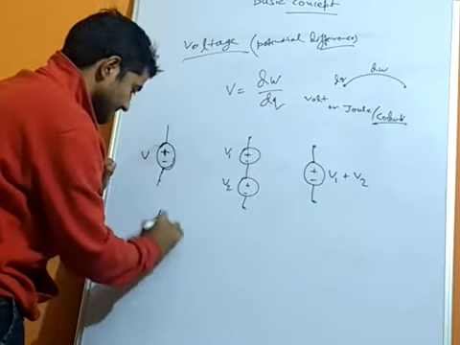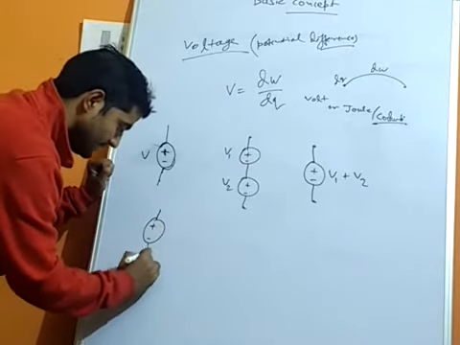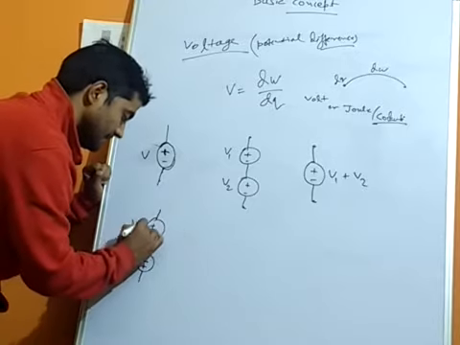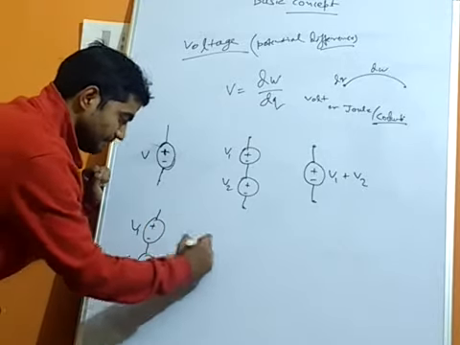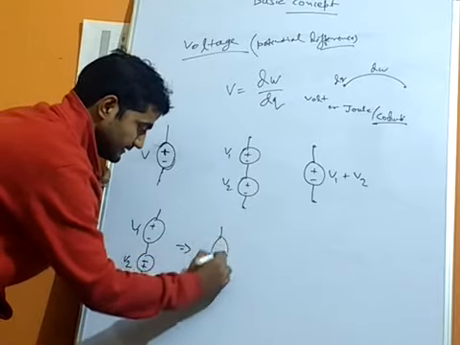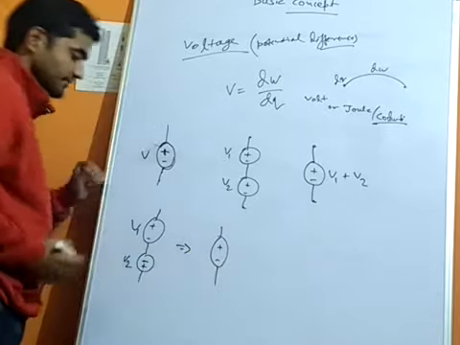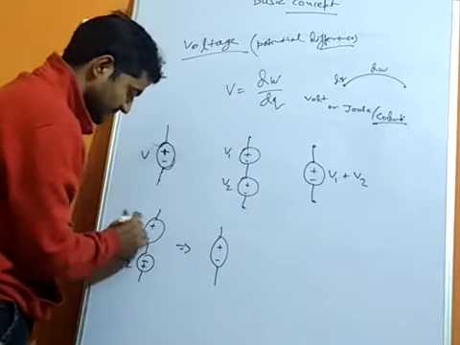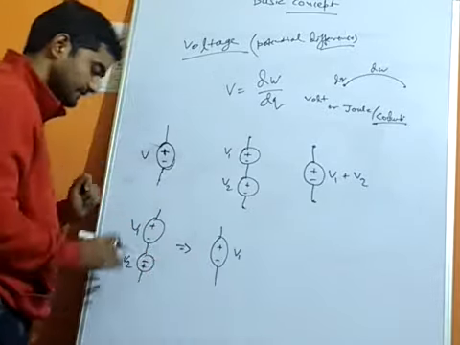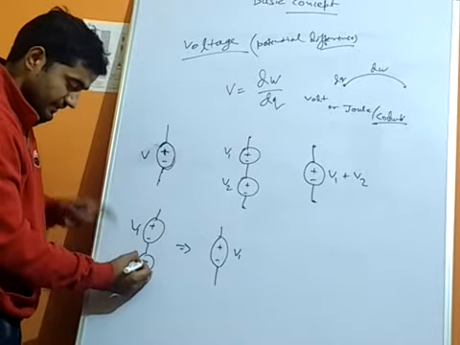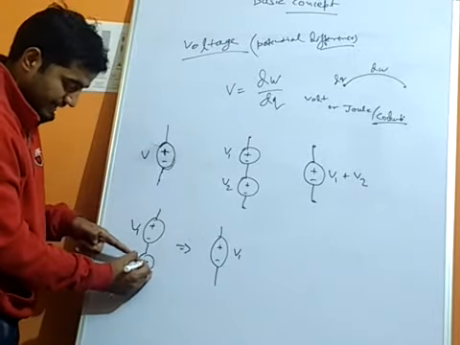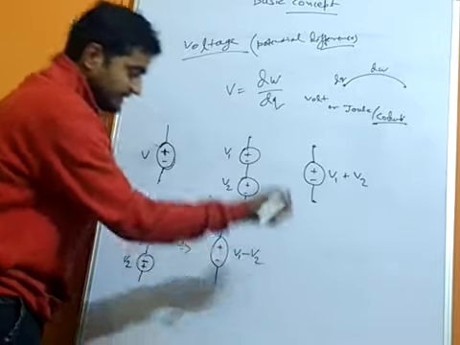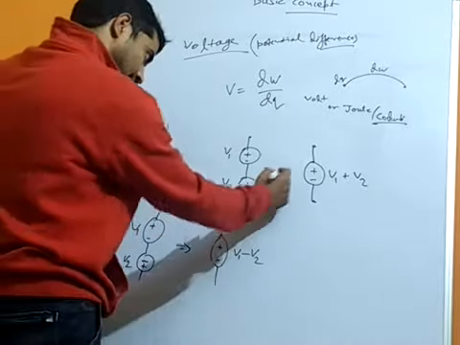But we see the other cases when the polarity is different. Let's check it out. This is minus, this is plus. So V1, V2. Now the equivalent source will be what? Let's check. If we denote the equivalent source like this, in this case plus, here plus, it means V1 will be considered as positive, but for V2, here in the upward direction it is minus and here it is plus, so it is reversed. It means V2 will be considered as negative, so V1 minus V2.